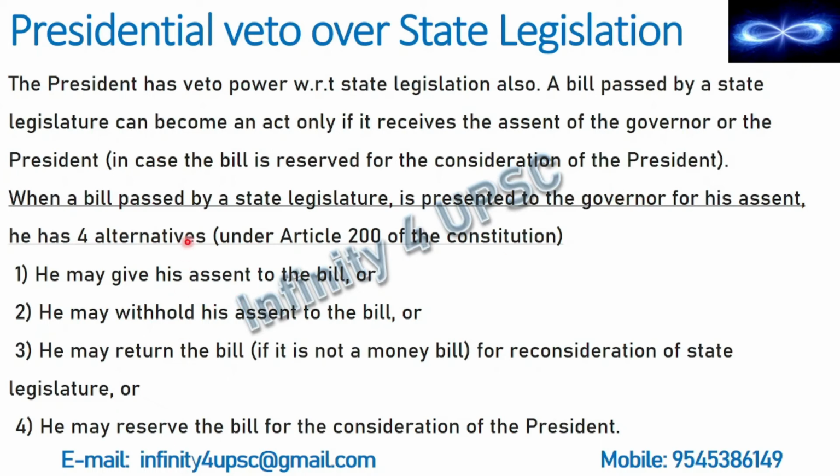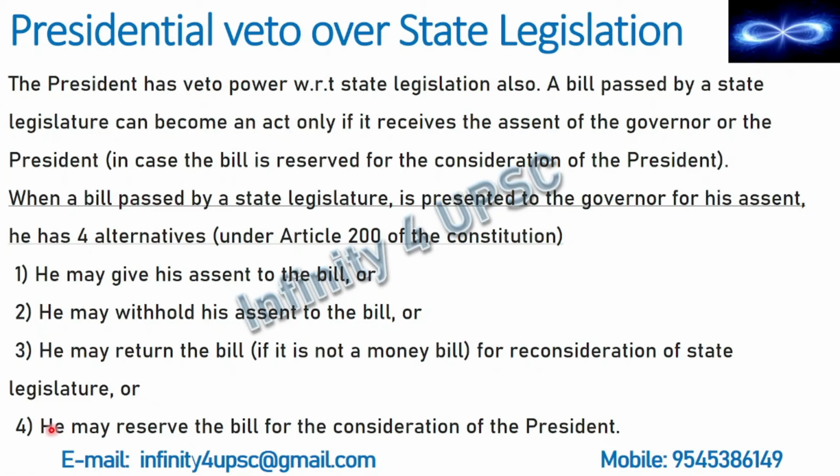So what are the alternatives? First one, he may give his assent to the bill. Second, he may withhold his assent to the bill. In the first case, the bill becomes an act. In the second case, the bill ends here itself. Third, he may return the bill for reconsideration of the state legislature. So the first 3 are similar to the choices that the president has when he is presented with a bill.